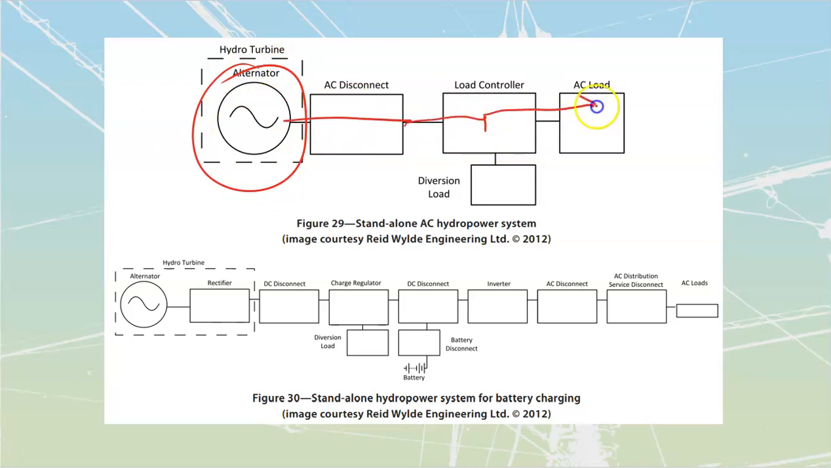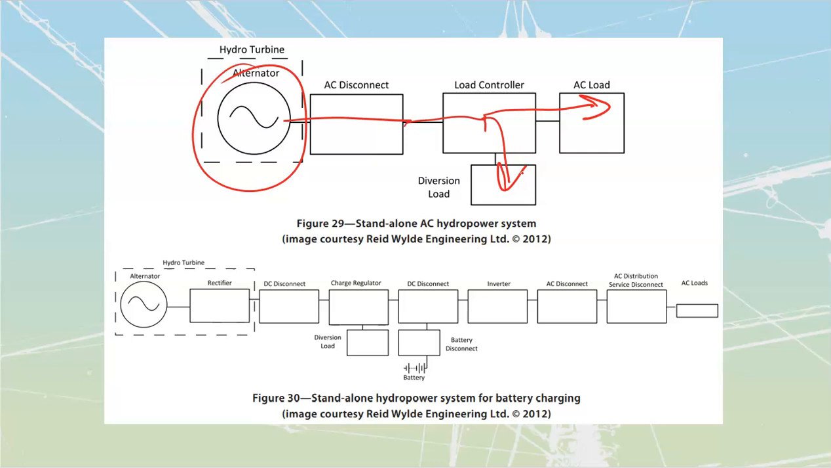And then we are going to be able to run that to our AC load, and we're also going to have a diversion load. Diversion loads are just in case there are irregularities. If the overflow on the forebay gets plugged up, all of a sudden this thing would be running faster. We wouldn't have any place to burn that power off, so we need to have that diversion load.